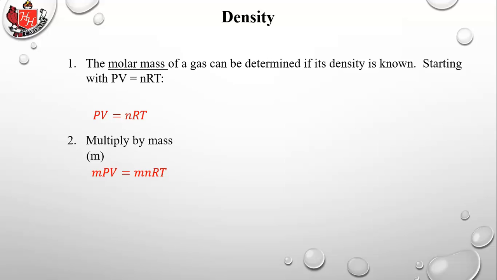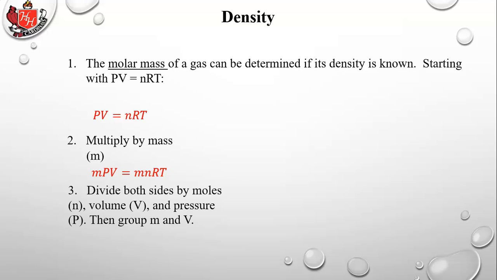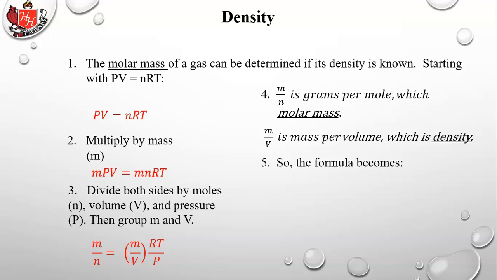Okay, now we're going to do several divisions at the same time. You're going to divide both sides by moles, by volume, and by pressure. And then you're going to group the m and the v together over on the right-hand side. So you see the equation on the bottom? That's after you've done all of those things that's just stated in number 3. So what happens? What do you have there now? Well, m over n, grams over moles, is mass per mole, or grams per mole. And grams per mole is what we call molar mass. It's how many grams in a single mole, in 1 mole.